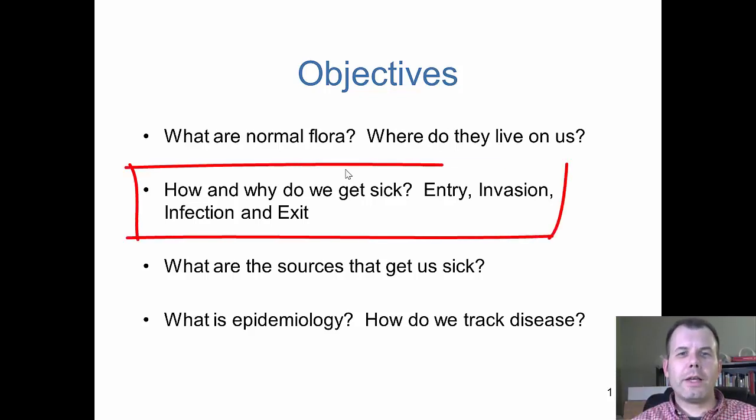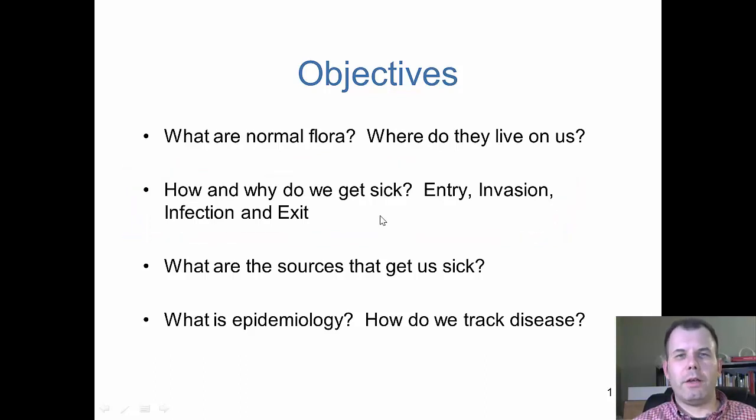The second thing we're going to look at is how and why we get sick. We're going to talk about how microbes get in, how they invade us, adhere to us, the stages of infection, how that happens, and then finally, once we get sick and then get better, where do the microbes go after we get done? So we're going to talk about all these things: entry, invasion, infection, and then exit. How do they get out of us?